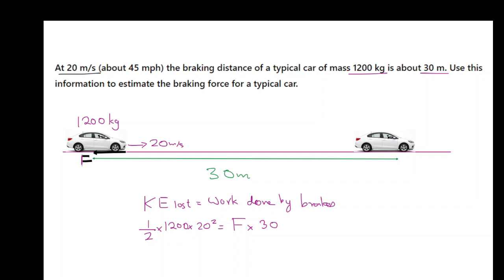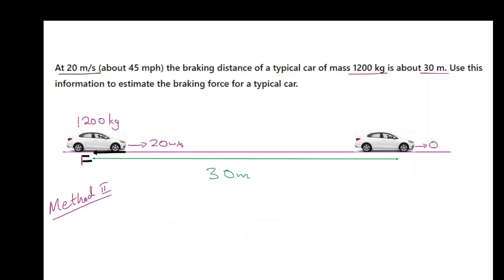So obviously divide both sides by 30 to get the value of the force. These two zeros get cancelled out and I can clearly see the force must be 24 divided by 3, which is 8,000 newtons. Now, that's one way of doing this question. There's another way to do this same question.